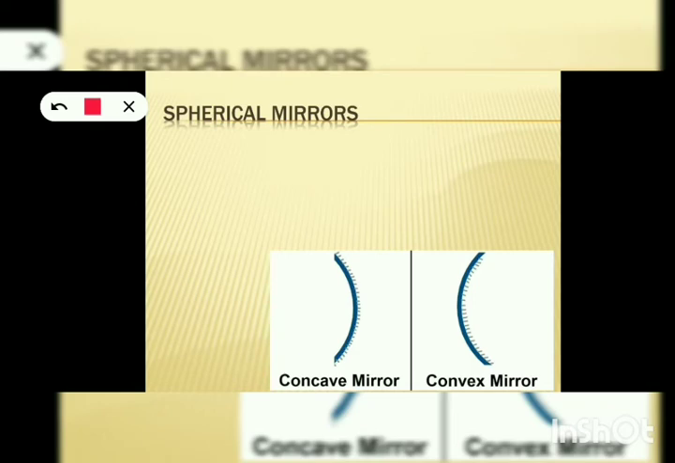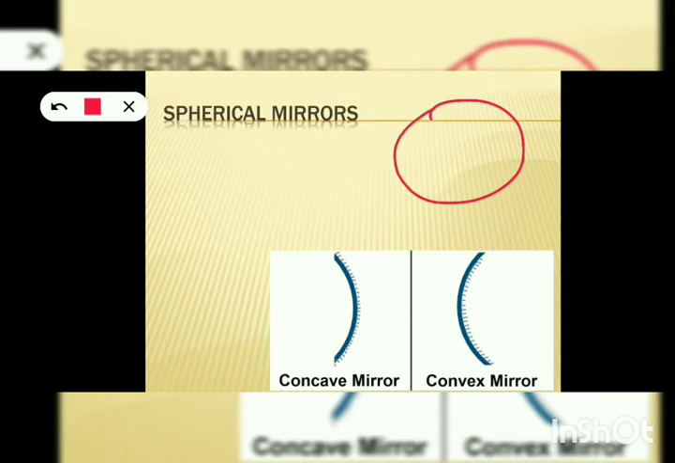Next, let's discuss spherical mirrors. So what do you mean by a spherical mirror? Just imagine a football which is made of mirror. So that football can reflect. And if you cut that football into two equal halves, you will get two curves like this.